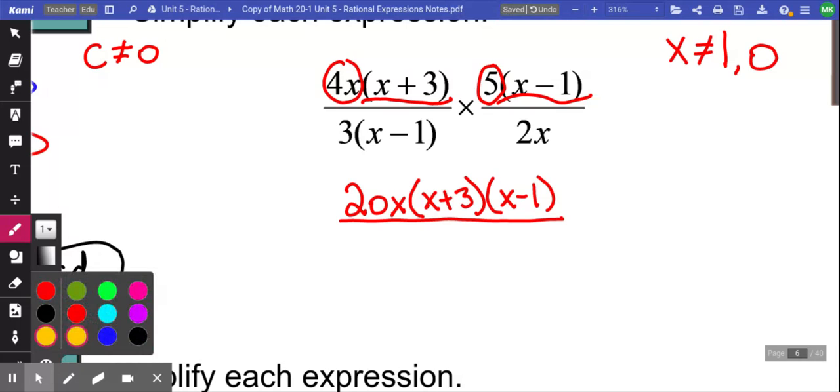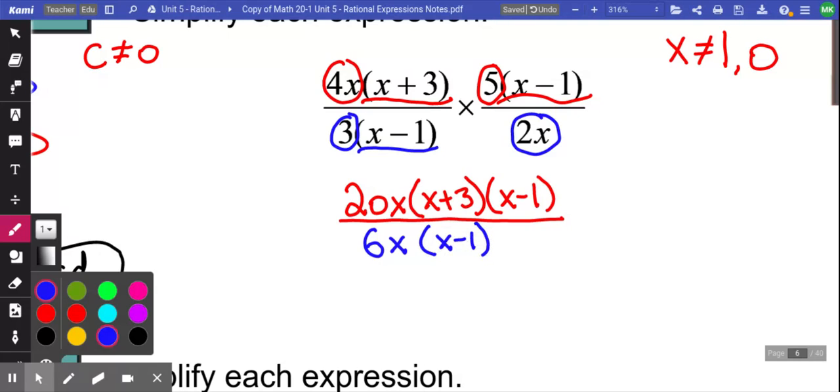In the denominator, I'm going to do the same thing. Monomials can multiply together. So 3 times 2 would be 6x. And then my x minus 1 will stay there. Awesome. I've now written it as a singular fraction. Now I want to simplify that fraction.